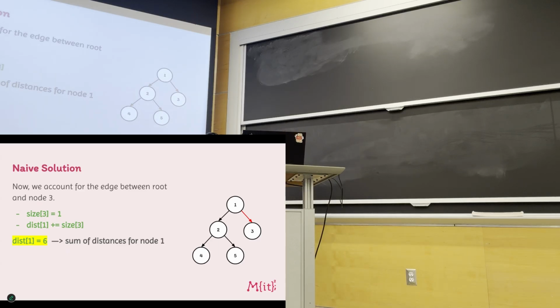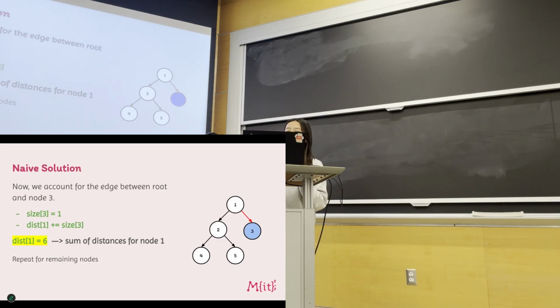And so now let's consider the subtree of 3. That size is 1, so we also add that to the distance for 1. And that means that we have our final result, which is the sum of all distances for node 1, which is 6. And that's the exact same answer as we pre-computed before. But now we have to repeat this process for all of the nodes.